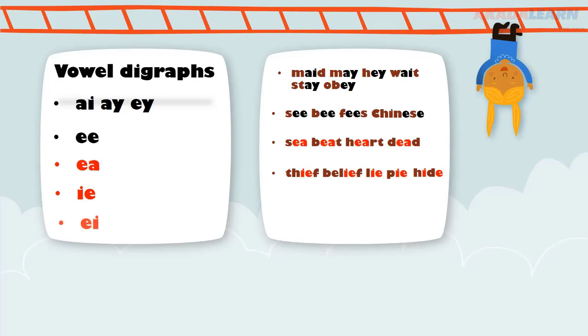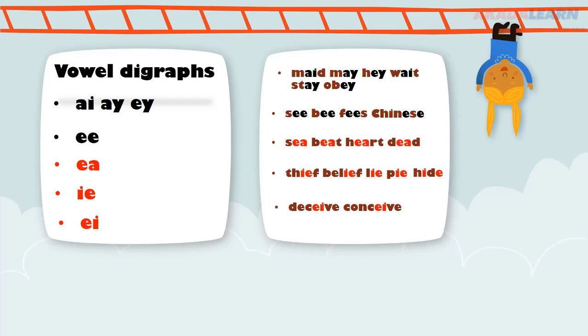Okay, now the last digraph we're looking at in this particular group of digraphs is EI. And EI you can find in words like D-E-C-E-I-V-E, deceive, and C-O-N-C-E-I-V-E, conceive. So you see here, E-I is making an E sound.